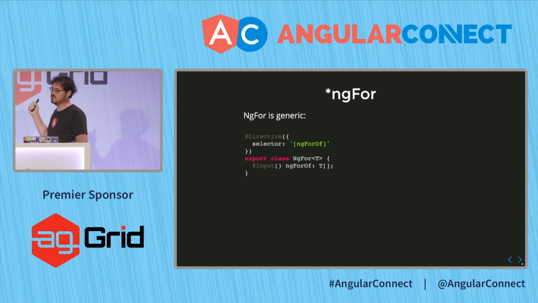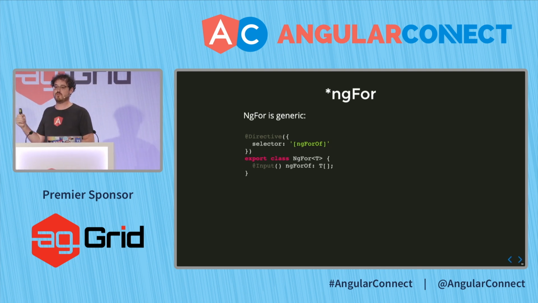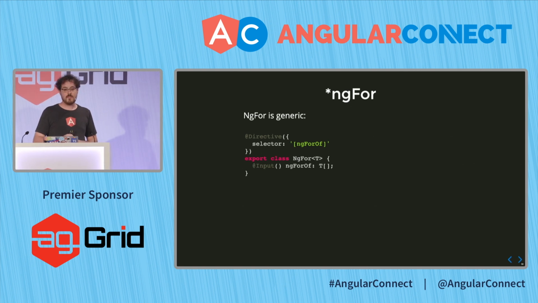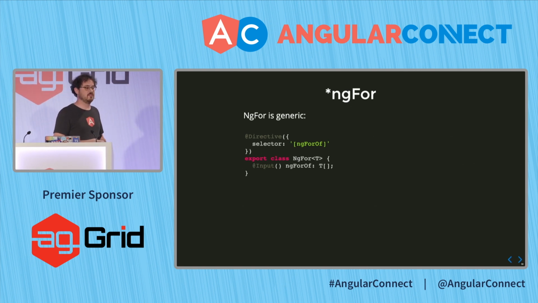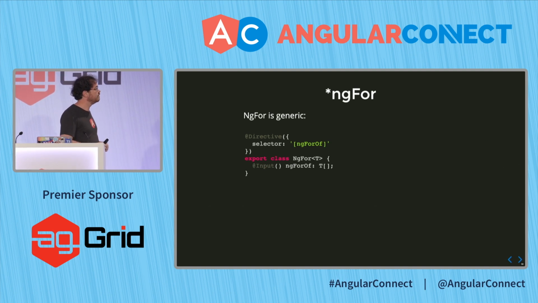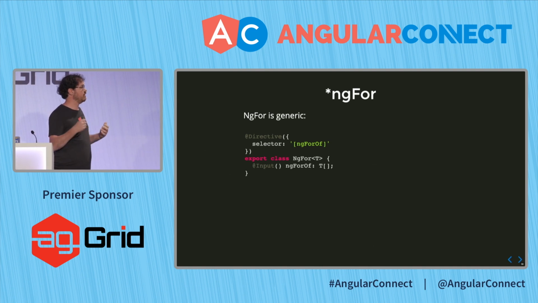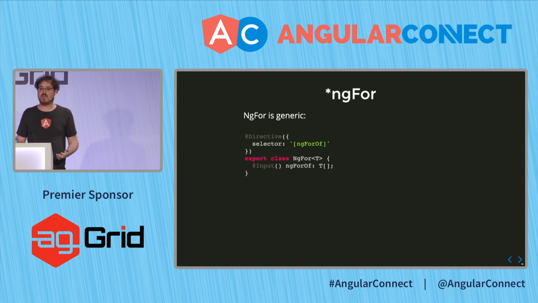And the reason it's complicated is because the ngFor directive is actually generic. It accepts this type argument, T. And if you think about it, it kind of makes sense. ngFor is going to stamp out a bunch of rows, one for each user. So it has an input that's an array of users, or array of T's, and a generic type for each row.